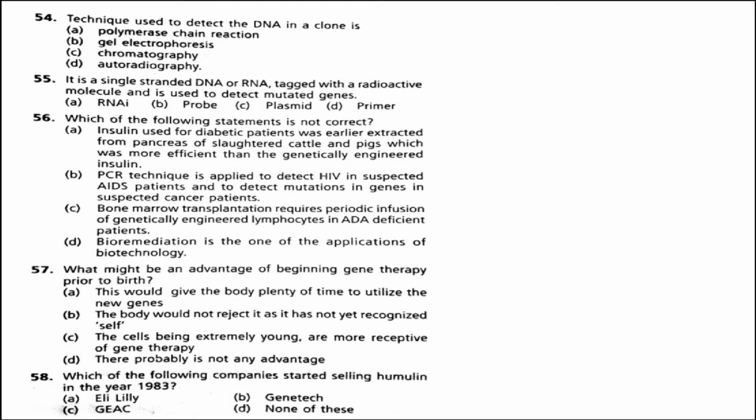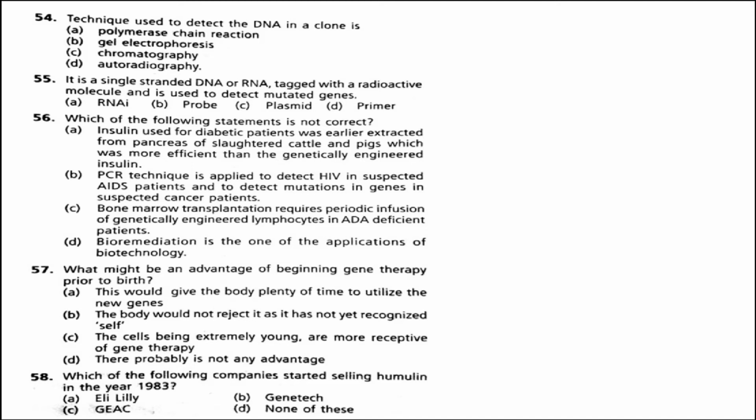Next, it is a single-stranded DNA or RNA tagged with a radioactive molecule and is used to detect mutated genes. A, RNAi, B, probe, C, plasmid, D, primer. And the answer is option B, probe.